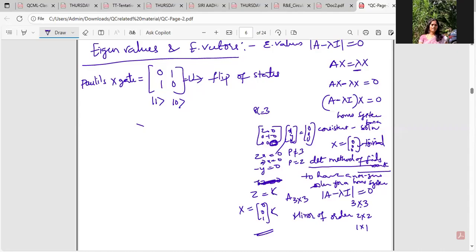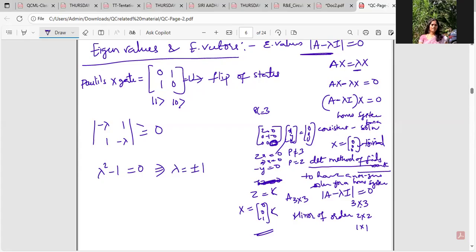So for a non-trivial solution to exist, the determinant of A minus lambda I should be 0. So I should be considering, for eigenvalues, that determinant of A minus lambda I is equal to 0. Many of you know it. In case someone doesn't know, I'm just stressing it. So 0 minus lambda is minus lambda, 1, 1, 0 minus lambda is minus lambda, this determinant is equal to 0. So what do I get? Lambda square minus 1 is equal to 0. So eigenvalues are lambda is equal to plus or minus 1. Right.